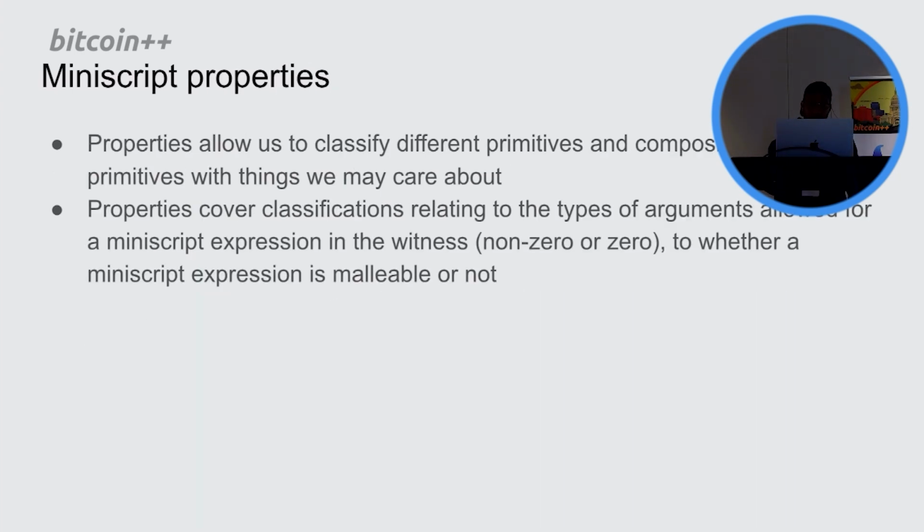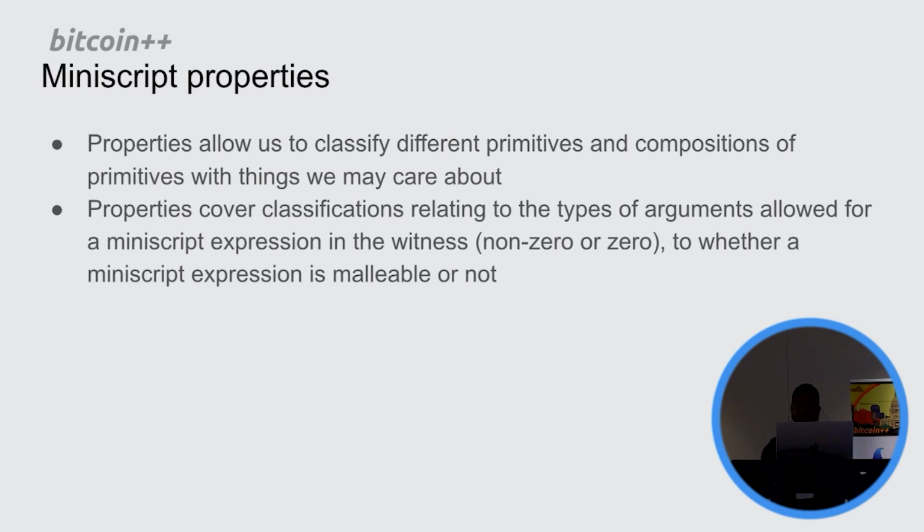So Miniscript properties. I don't really go into all the properties, but I can give a high-level explanation. Properties allow us to classify different primitives and compositions of primitives with things we may care about. So properties cover classifications relating to the types of arguments allowed for a Miniscript expression in the witness, like having a non-zero number of arguments or 0 arguments, and whether a Miniscript expression is malleable or not. Again, kind of rehashing from what Rob said in his talk.